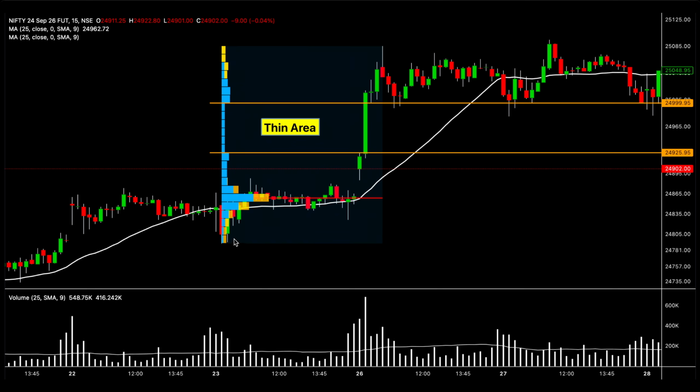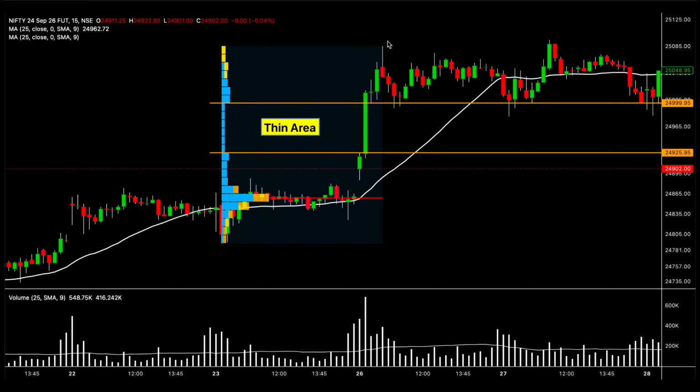Before this fair value gap thing became mainstream and popular, I used to have a different concept named the concept of thin area, which is based on the volume activity at a particular price point or price range. As you can see, this was the swing low, and this is the swing high. From this point to this point, we will be using the fixed range volume profile.